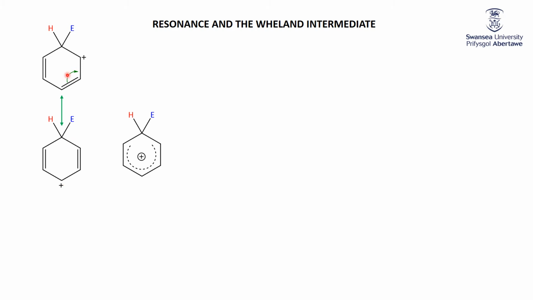Now, these are not real structures. This is not a real reaction. So we use this little double-headed arrow to indicate the relationship between two possible resonance structures. Now, there's a third resonance structure we can draw. Can you come up with what it might be?